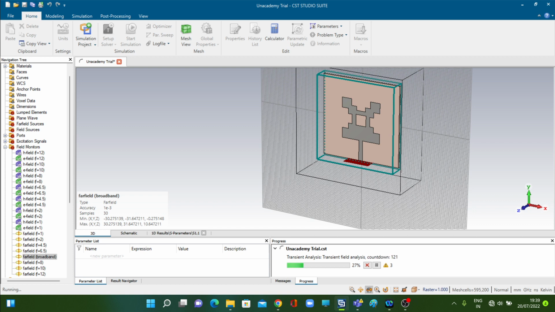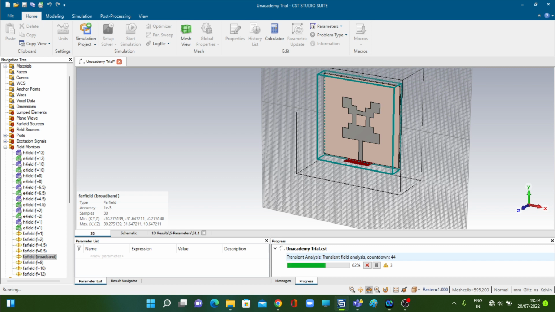Now, as you can see, the countdown is being shown, 121 seconds, something like that. Sometimes it will even come down. Now, if we would have selected the number of samples to be even more, the accuracy to be even more, then this countdown value would have gone higher and we would have needed a much higher time to simulate this.